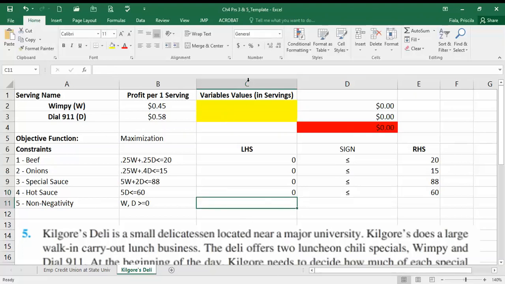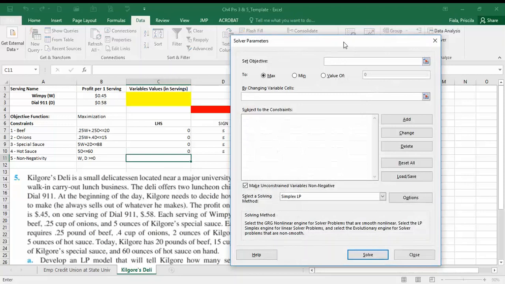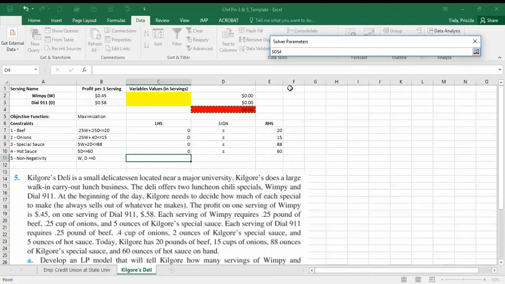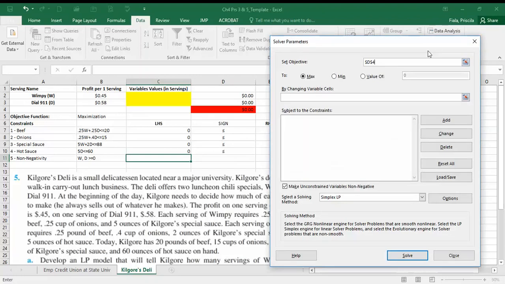Okay, we have defined our constraints, and this just makes it easier on you when you go to Solver. Now, what is our objective? Our objective is to learn this value right here, the maximum dollar amount we can make by combining the servings of Wimpy and Dial 911. So my objective function is on this cell right here, which has a formula in it. If it does not have a formula, Solver will not be able to solve it for you.